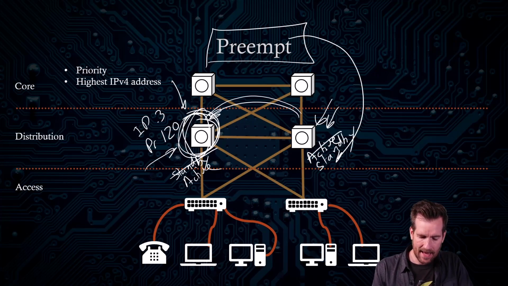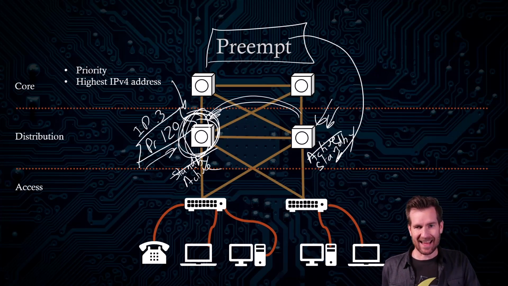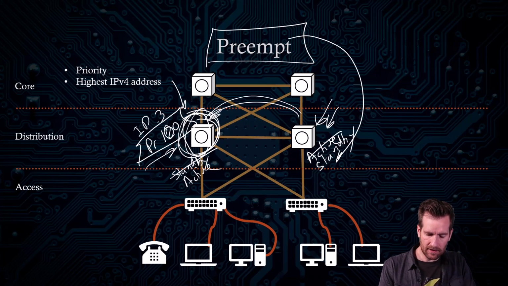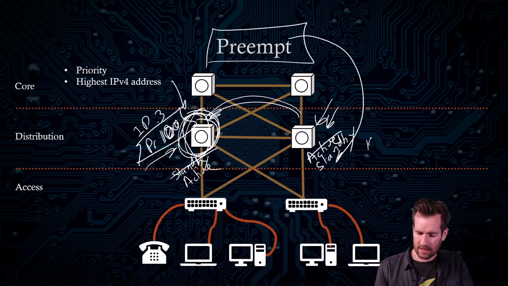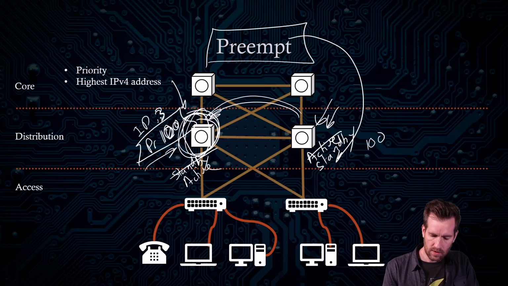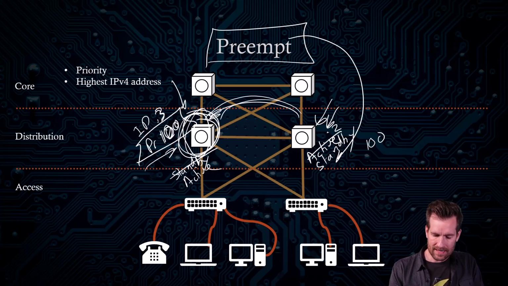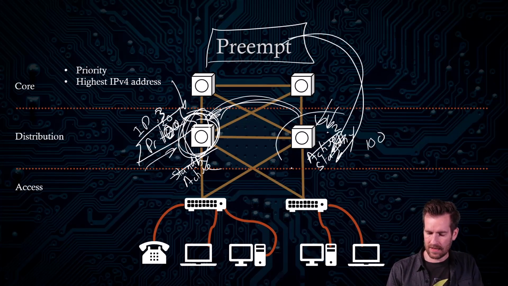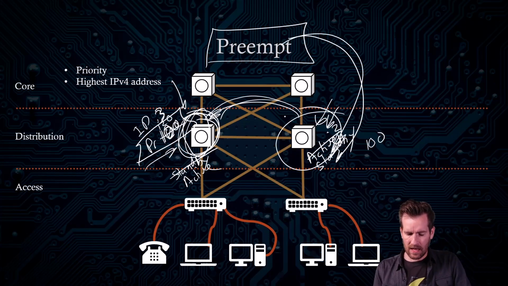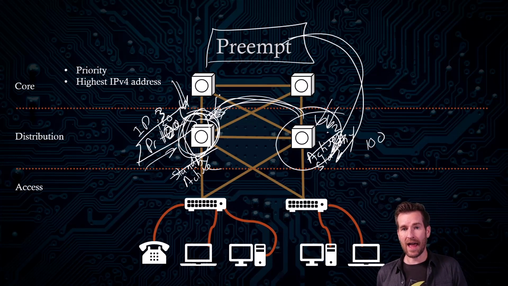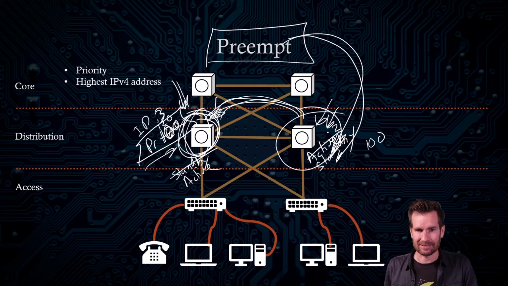And it bases that off of the priority and just the priority. So if we had the default on here, they were both set to 100, and this one's .3 and this one's .2, it would not fail over. But we set this to 120, and we use this preempt command on this device over here. Then when this layer 3 switch came back online, it would then allow that device to become active again.